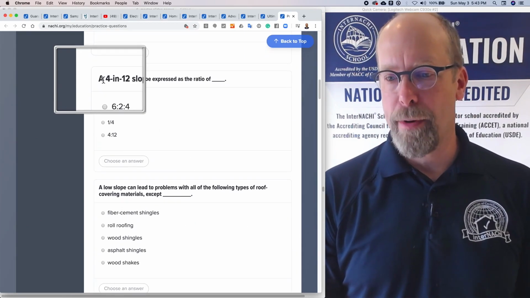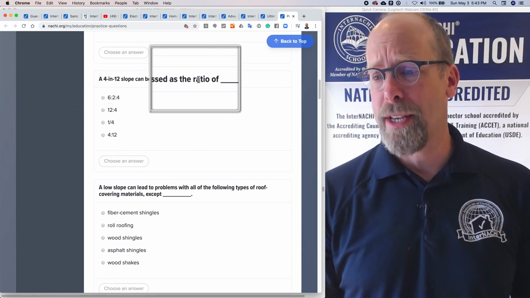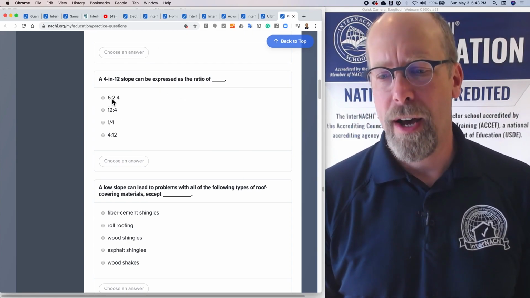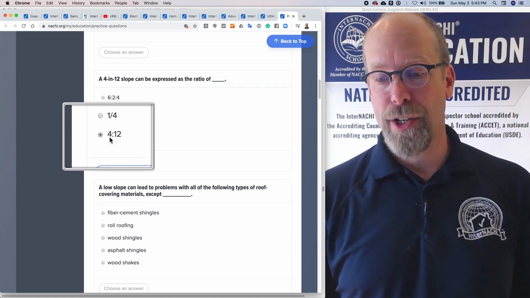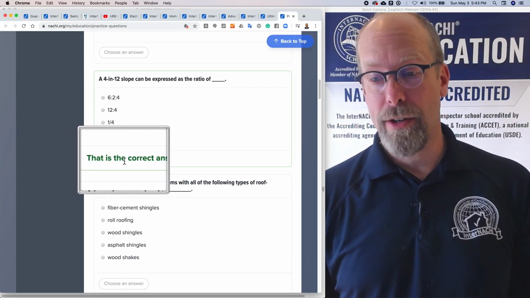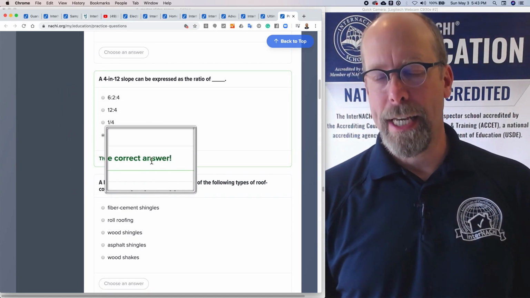So for example, a 4 in 12 slope can be expressed as the ratio of 7, 12, that one, ratio. That's a fraction, that's a ratio. You can check your answer. Let's see if I got it right. Correct answer.